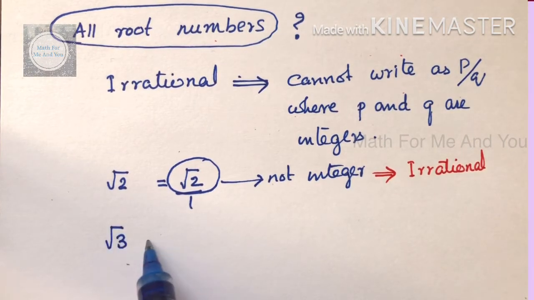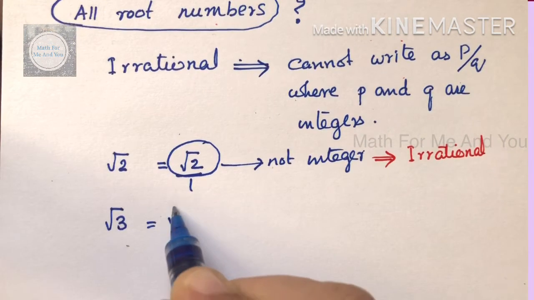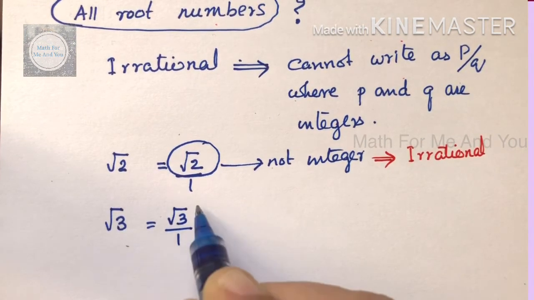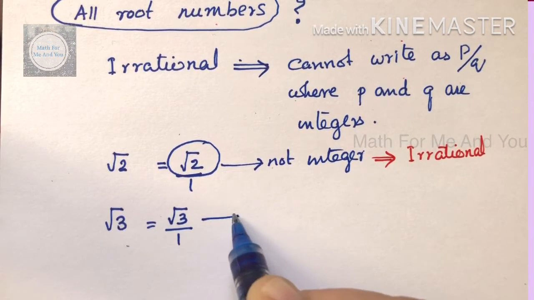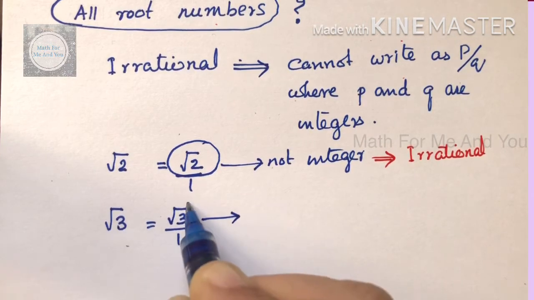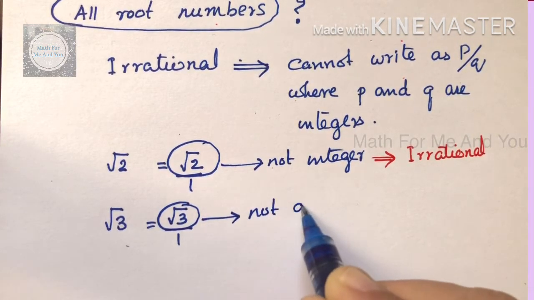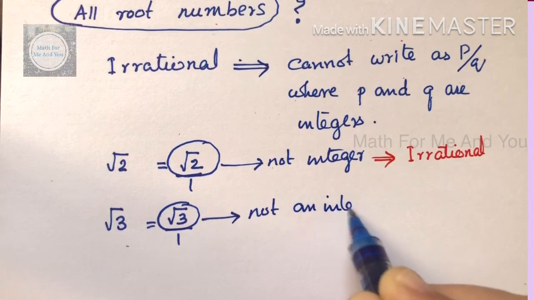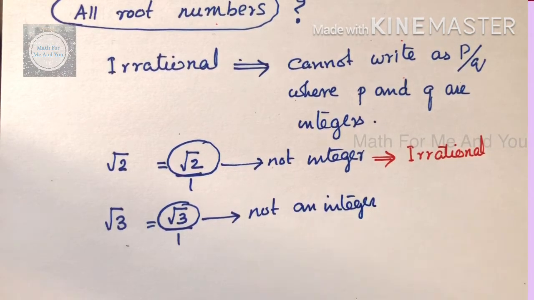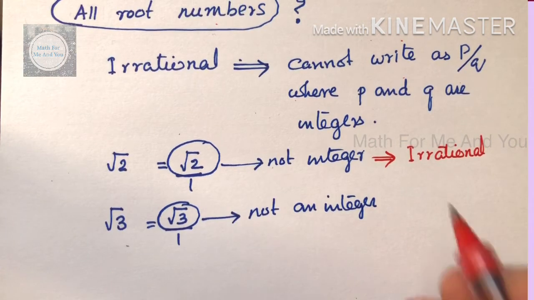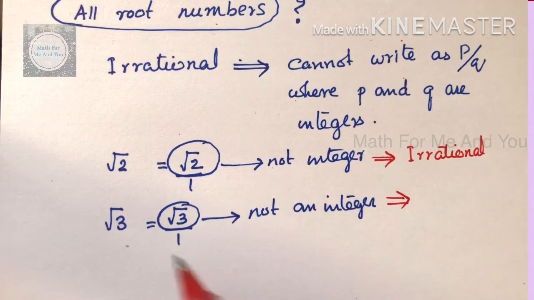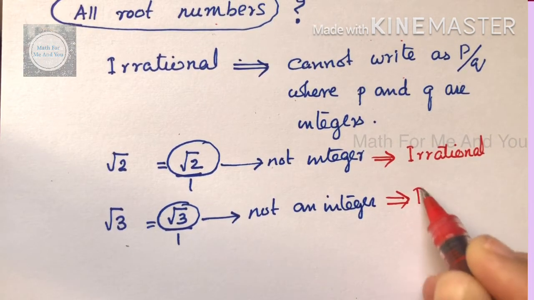Next we check root 3. First write it as numerator and denominator, root 3 by 1. What is root 3? It is not an integer. Same as root 2, this is not an integer. So the condition does not satisfy here. It shows root 3 is irrational.